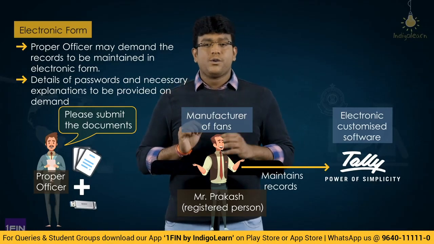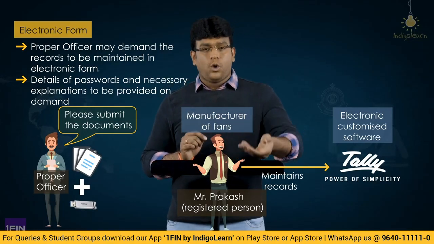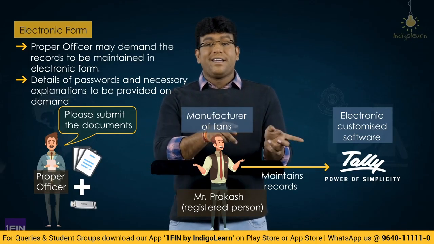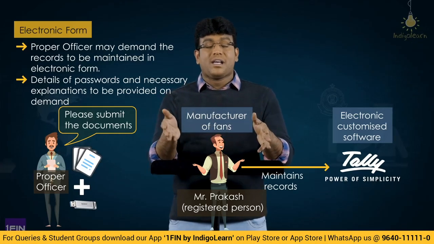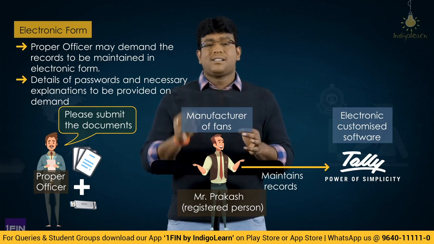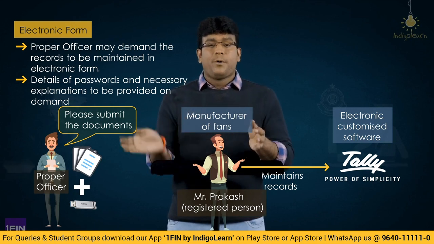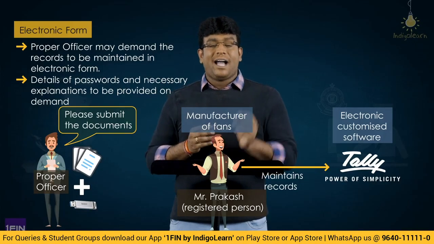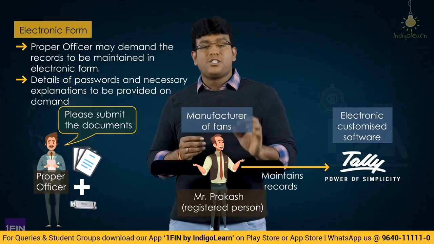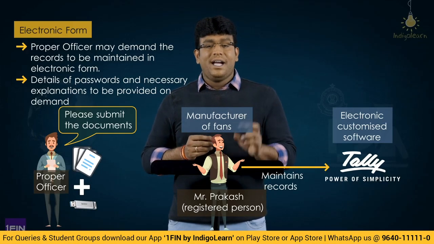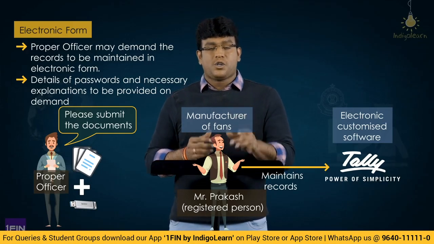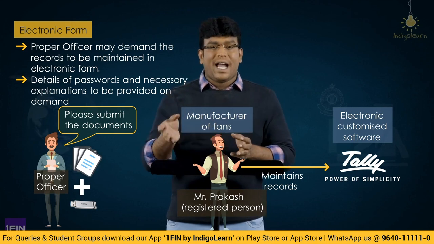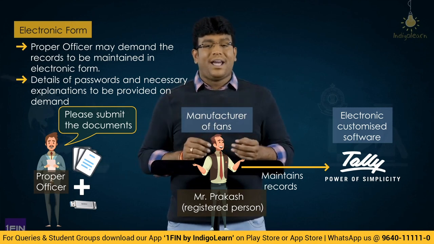And if Prakash is using any shortcuts or any codes in that software, he should ensure that he gives those codes to the proper officer, explaining what each code symbolizes and signifies. Only then will the proper officer be able to properly verify and check the records. And if there is a password for a particular file, it is the responsibility of Prakash to ensure that he submits details of all the passwords so that the proper officer can access the file and check the content.